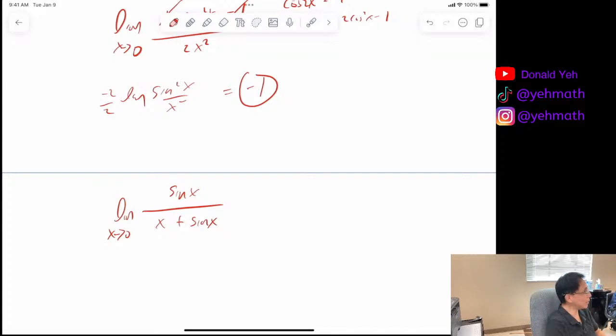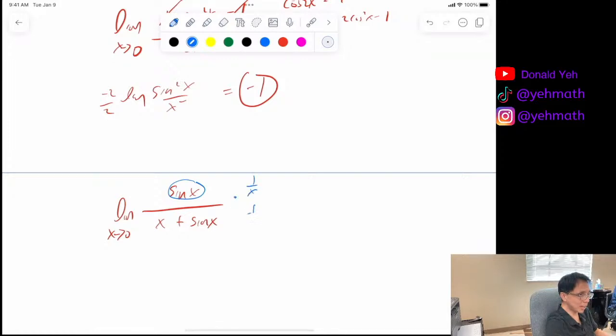And people say, what do you mean by multiply by 1? Can I make this sine of x over x? So can I just multiply by 1 over x top and bottom? That's going to be sine of x over x, and this is going to distribute here. That's going to become 1 plus sine of x over x. Boom.